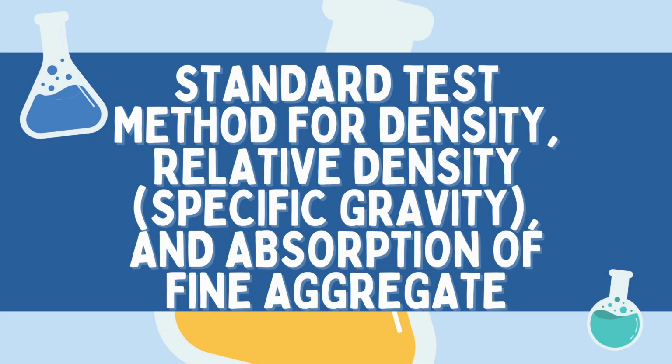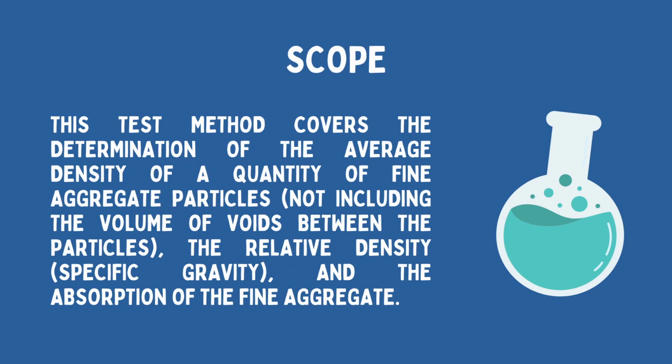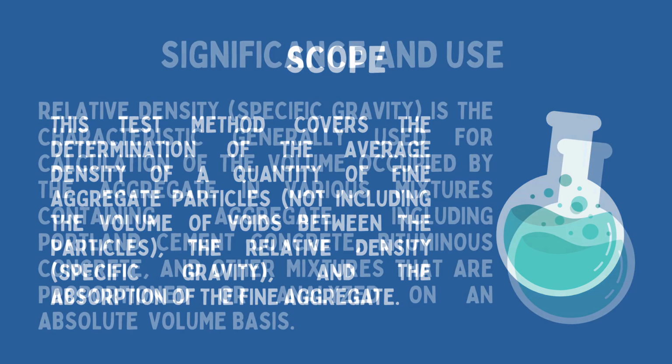The standard test method for density, relative density, or specific gravity and absorption of fine aggregate. Scope: this test method covers the determination of the average density of a quantity of fine aggregate particles, not including the volume of voids between the particles, the relative density, specific gravity, and the absorption of the fine aggregate.